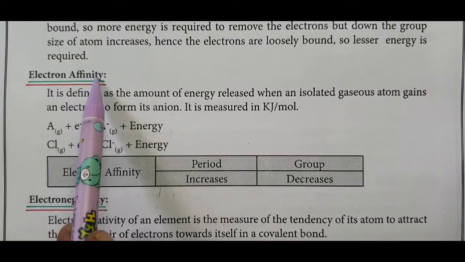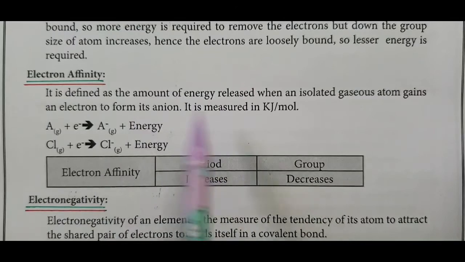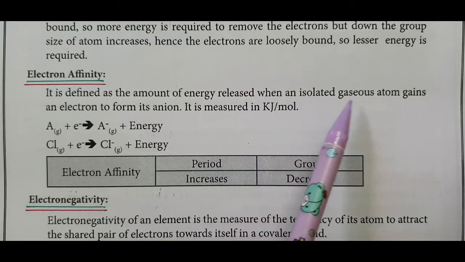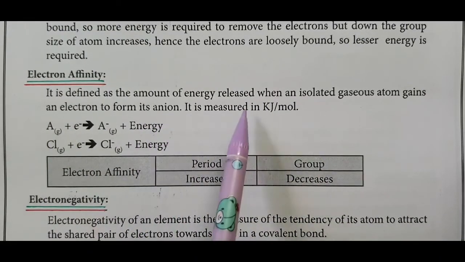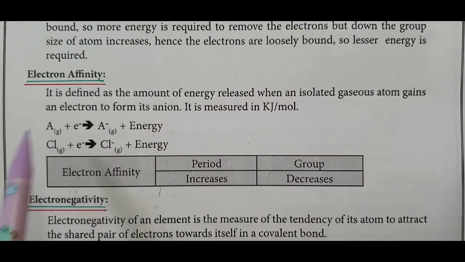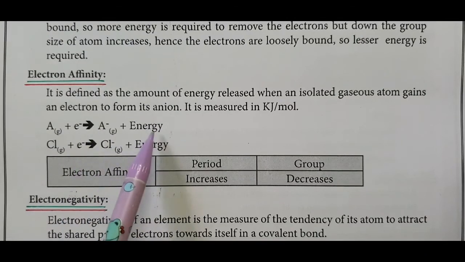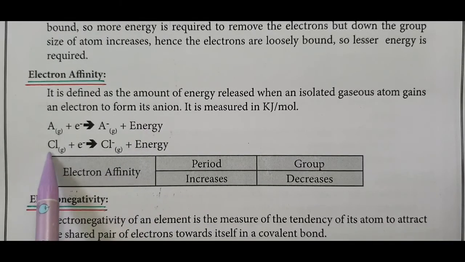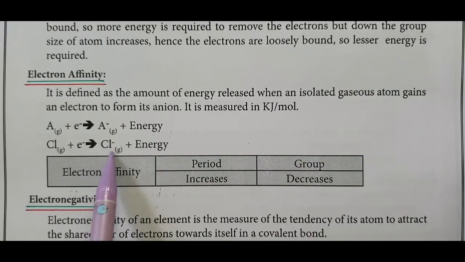Come to electron affinity. It deals with the formation of an anion. Usually non-metals gain electrons to attain the noble gas electronic configuration. It is defined as the amount of energy released when an isolated gaseous atom gains an electron to form its anion. It is measured in kilojoule mole power minus 1. An atom in gaseous state gains an electron and becomes a negatively charged ion. Electron affinity is an exothermic reaction. Ionization energy is an endothermic reaction. Chlorine, with 7 electrons in its valence shell, easily gains 1 electron and becomes 8 electrons.